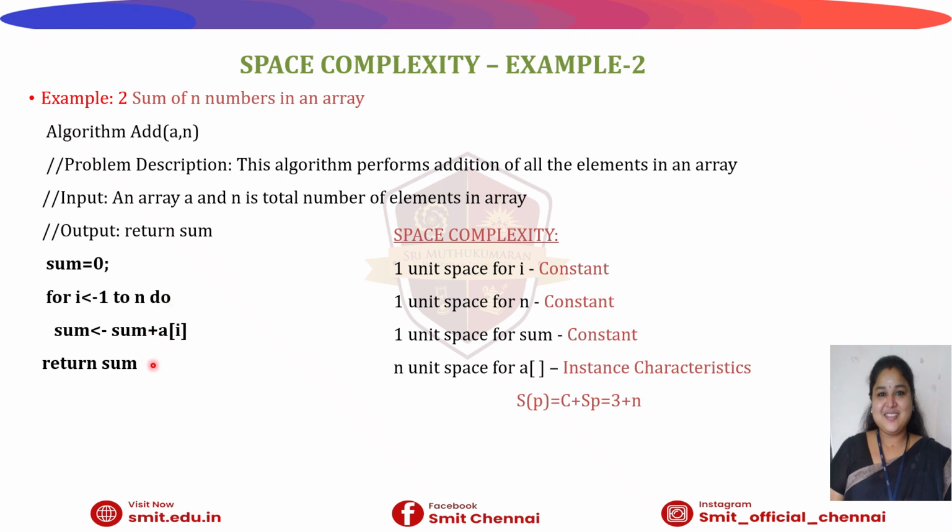Here a of i keeps on changing depending upon the value of n. If i is equal to 1, it is a of 1, then a of 2, up to a of n. This value keeps on changing, so this comes under the variable part, that is, the instance characteristics part. So 3 for C, and this is the formula S of P is equal to C plus SP. C means 1 plus 1 plus 1, which is 3, plus SP, which runs for n times, so n. So this is the space complexity for addition of n numbers.